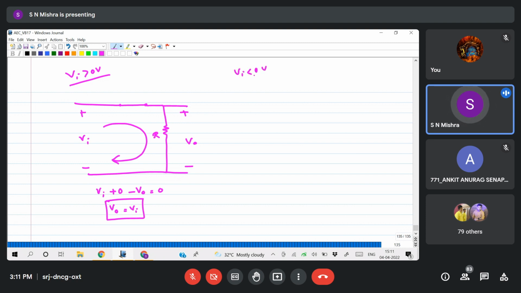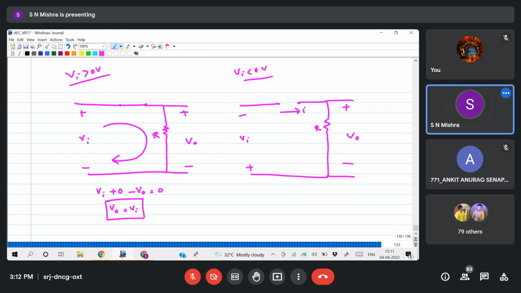When Vi is less than 0 volt, it will be an open circuit. So the diode is open, with the resistor and the output voltage V naught, so less than 0 means plus minus Vi. What is the current flowing in this circuit? 0. So there is no voltage drop across the resistor, so the output voltage will be 0. When your input voltage is more than 0, the output voltage changes the same as the input voltage. Whenever it is less than 0, the output voltage will be 0.